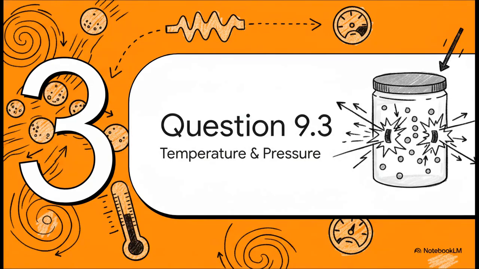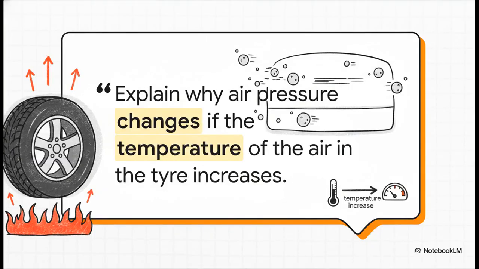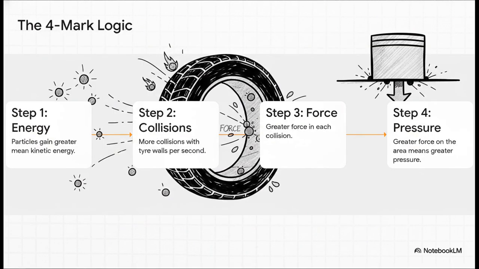All right, time to tackle the final boss of this question, 9.3. This is the big one, worth a whopping 4 marks. To nail this, you can't just throw keywords at the page. You have to build a perfect, step-by-step, logical argument. So, the task is to explain why pressure increases when the temperature of the air goes up. This is a fundamental physics concept, and the examiners want to see if you can connect the dots in the right order. Think of this as a 4-step chain reaction.